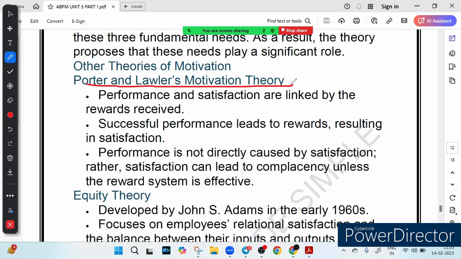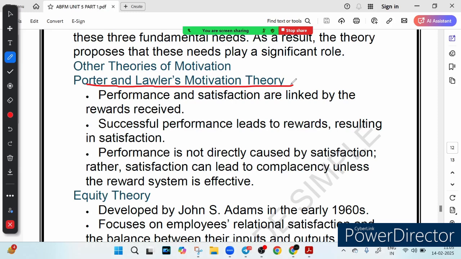So once you perform better, you will be rewarded, and reward will give you satisfaction. The idea is simple: if you perform well, you will get rewarded, and if the rewards are meaningful, you will be satisfied. But here is the twist: satisfaction alone does not drive performance. If the rewards are not effective, employees might get complacent. So for organizations to keep motivation high, they need to make sure rewards are fair and valuable.